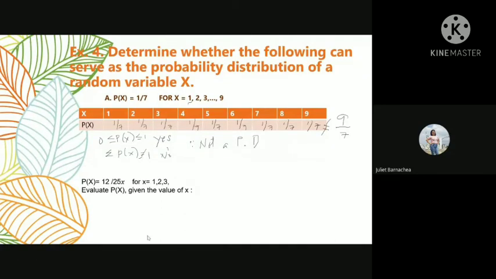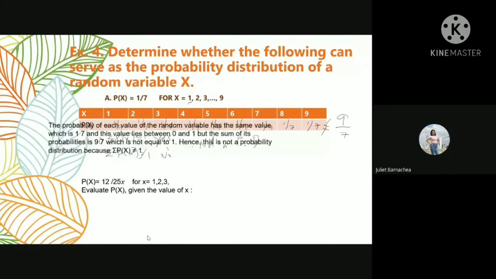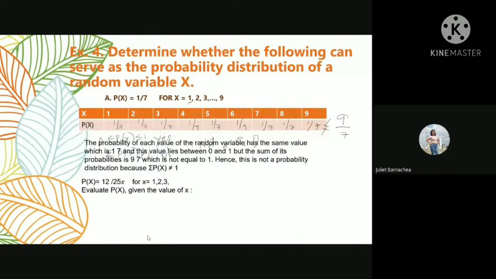Naiintindihan na ngayon ang probability distribution. Okay, here's the conclusion. The probability of each value of the random variable has the same value, which is 1 over 7. And this value lies between 0 and 1. But the sum of its probabilities is 9 over 7, which is not equal to 1. Hence, this is not a probability distribution because the summation of P of X is not equal to 1.